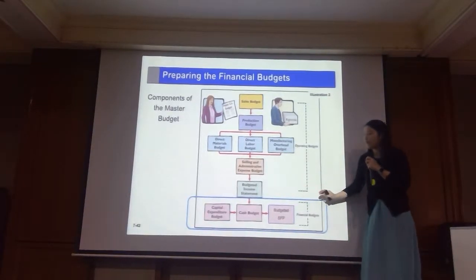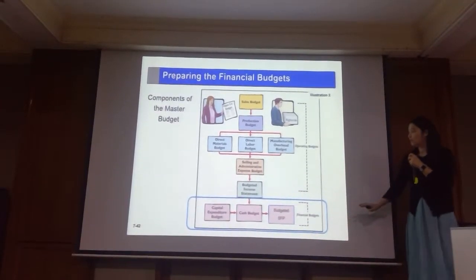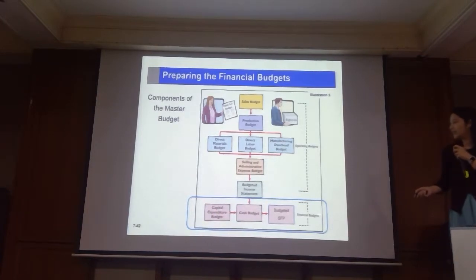and we can come up with our budget income statement. Okay, and the next step we will focus on the financial budget. Okay, as you can see here, we will try to come up with a cash budget, and then finally we will come up with our budget statement of financial position for next year.